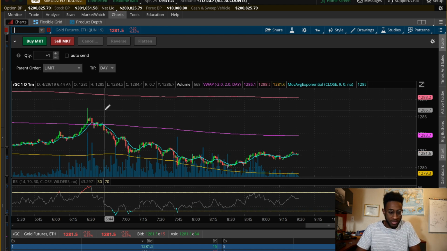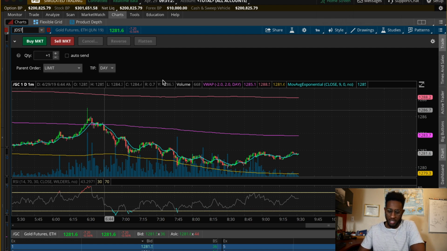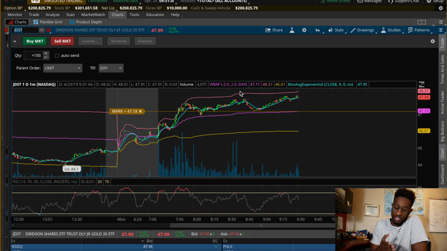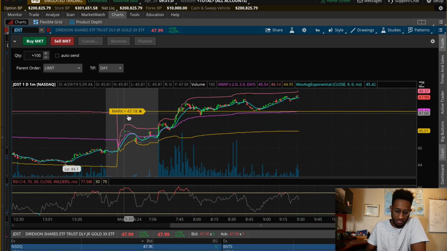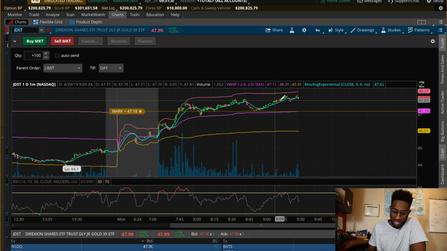So therefore, that means JDST, which is the opposite ETF of it, or the inverse, is uptrending. So I go on JDST, and I see JDST's potentially at a support, or at the middle VWAP. So I put this mark right here. If it hit that mark, I was going to buy over there, but obviously it did not hit it.